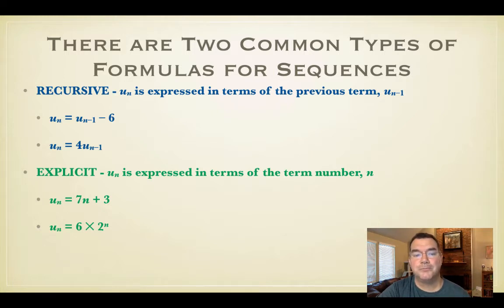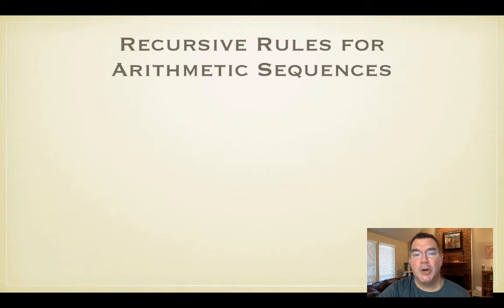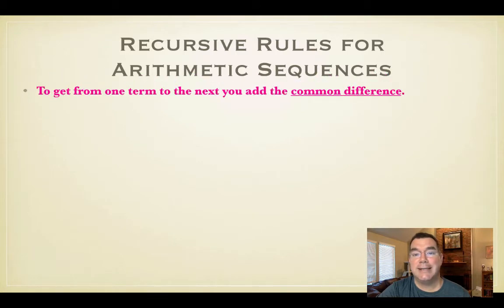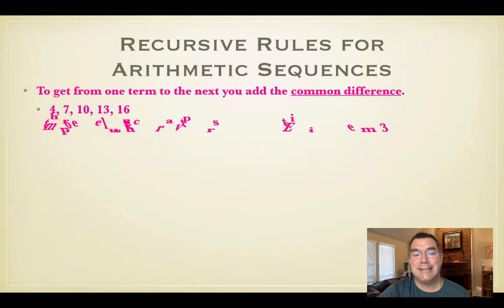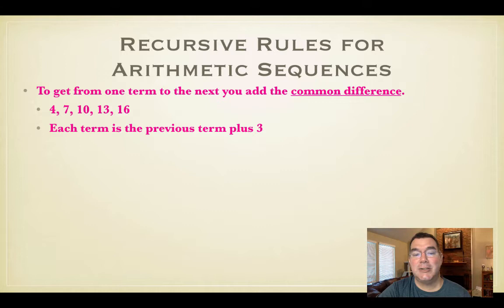All right, so here's some examples of recursive rules for arithmetic sequences, the ones where you add over and over again to get each term in the sequence. So we're going to call that amount that you add over and over again the common difference between the terms. So for example, 4, 7, 10, 13, 16, each term is the previous term plus 3. So I'm going to call that 3 the common difference.